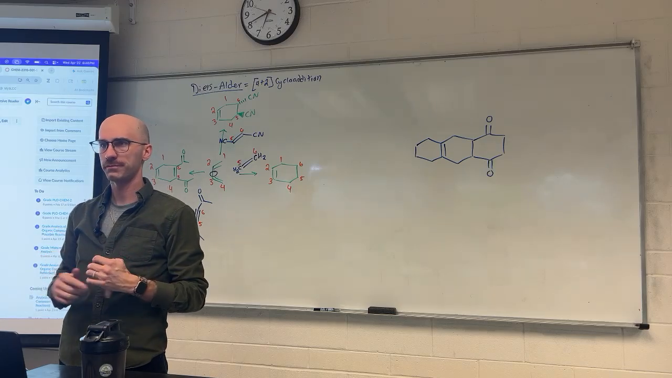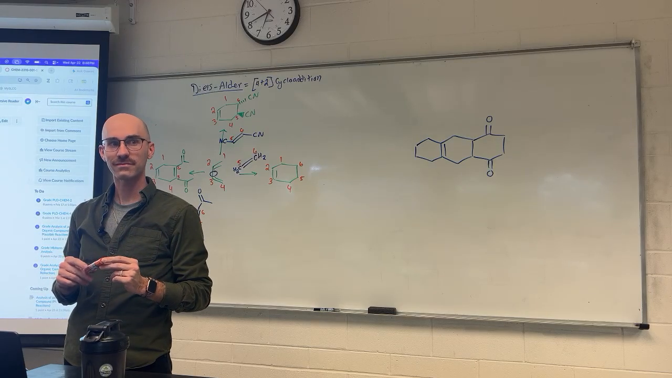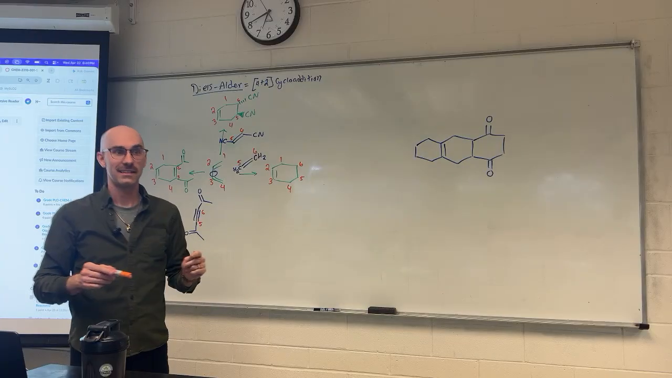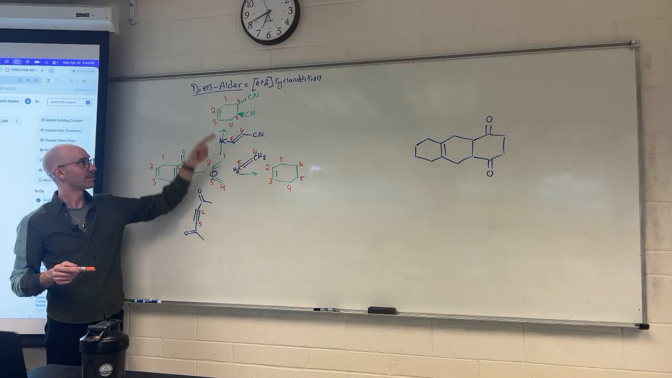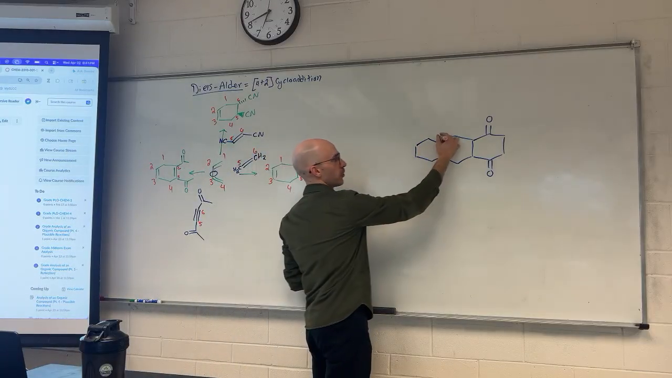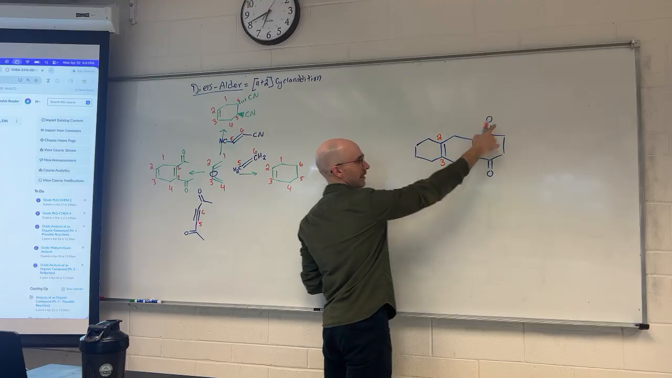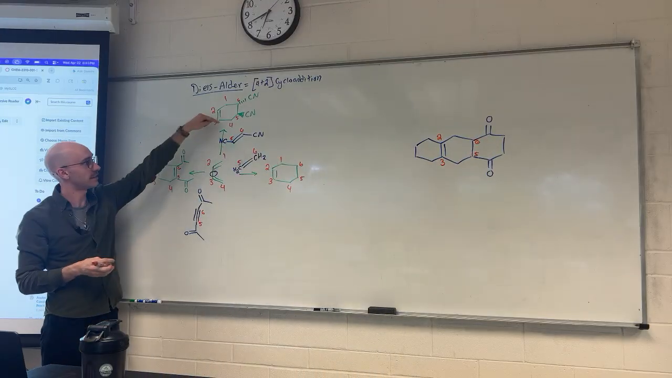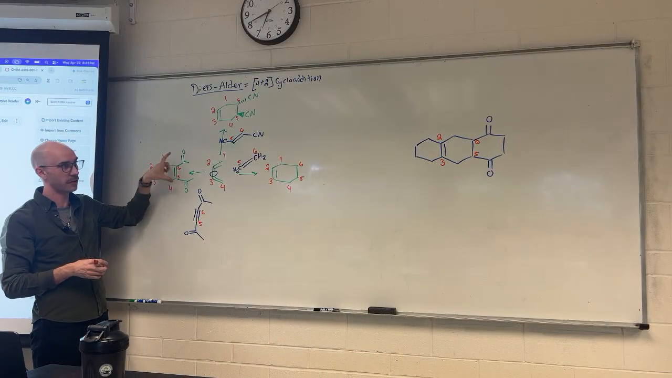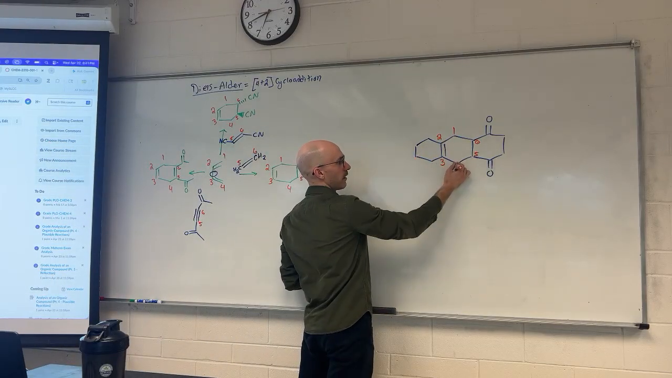Can you tell me? The alkene is always atoms 2 and 3. So here's 2 and 3. Here's 5 and 6. Notice how 5 and 6 are the ones bonded to those electron withdrawing groups. So here's 1 and 4.